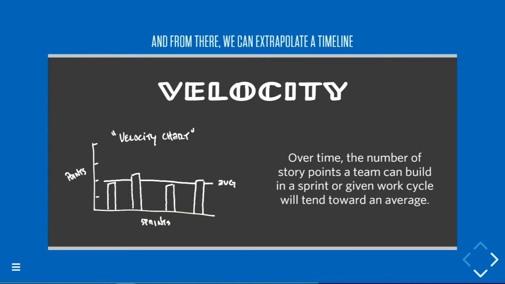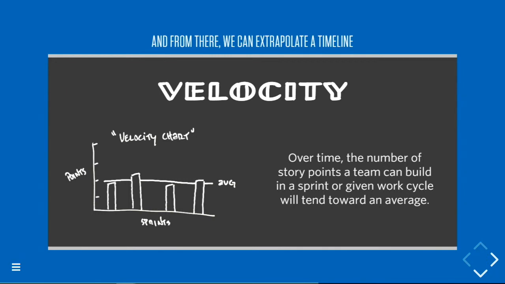So the velocity is, over time, the number of story points a team can build in a given work cycle. And that will tend toward an average. And it's less granular than hours, but it's usually more accurate. And if you know that the team is going to work a set number of hours in a sprint cycle, you can estimate the number of points they can complete. And in Scrum, teams should commit to a sprint they agree is realistic, and then work to meet that commitment. And that helps you build a schedule.